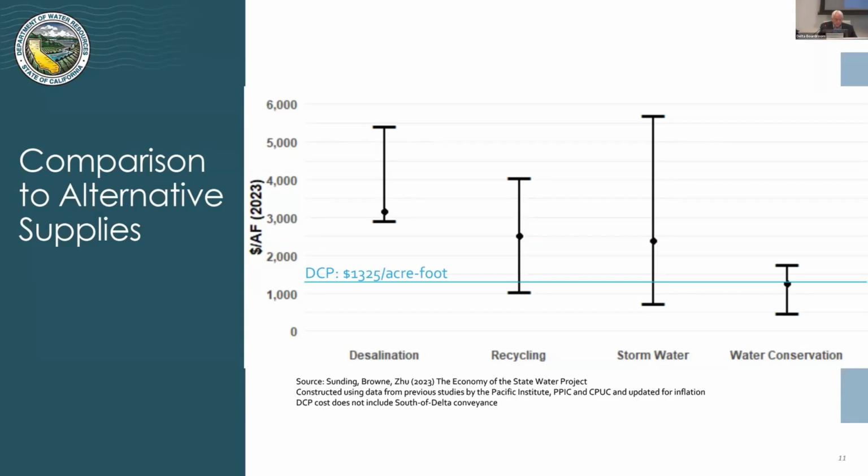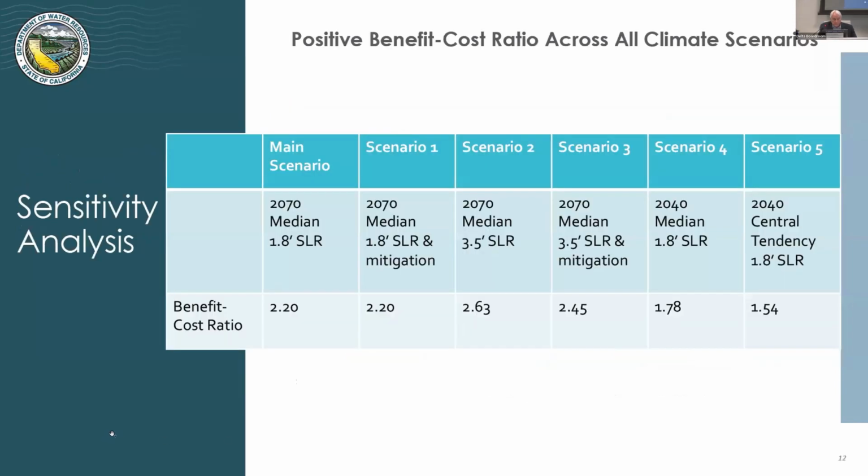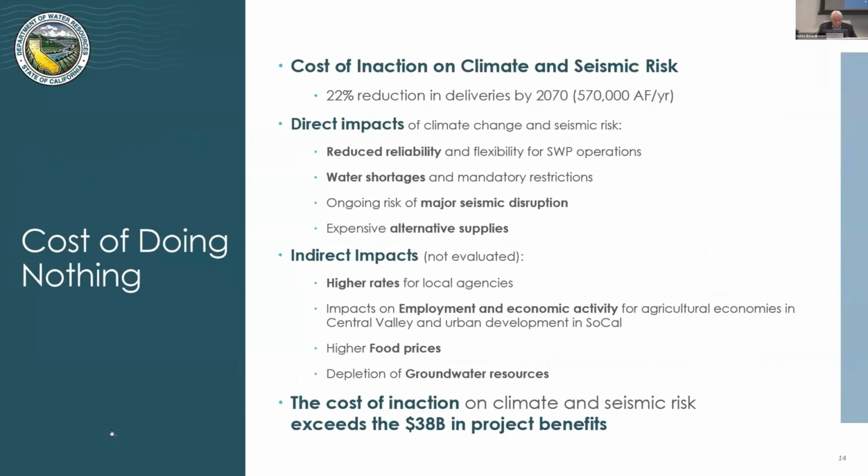In your last slide, where we do nothing, we're going to lose 570,000 acre feet per year. Earlier in the presentation, if we build the project, we will recover 403,000 acre feet per year. So we're not going to get the entire 570 back by building DCP, correct? That's correct. That's what the modeling suggests.